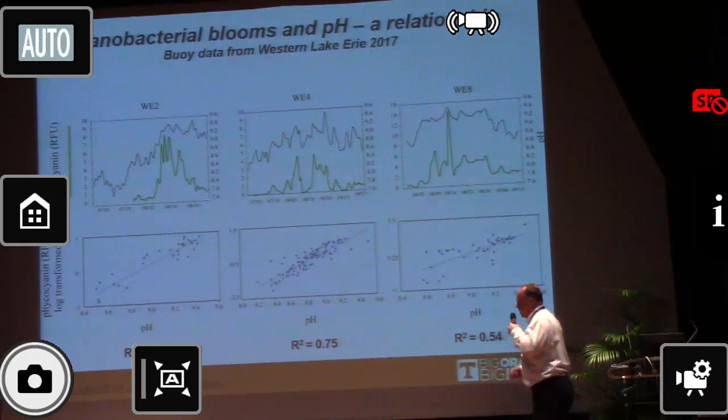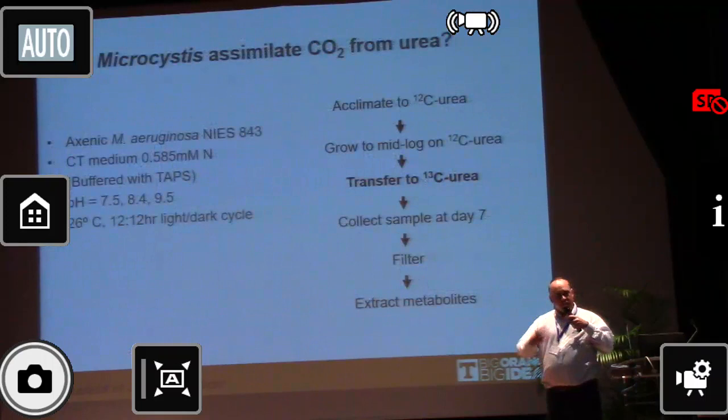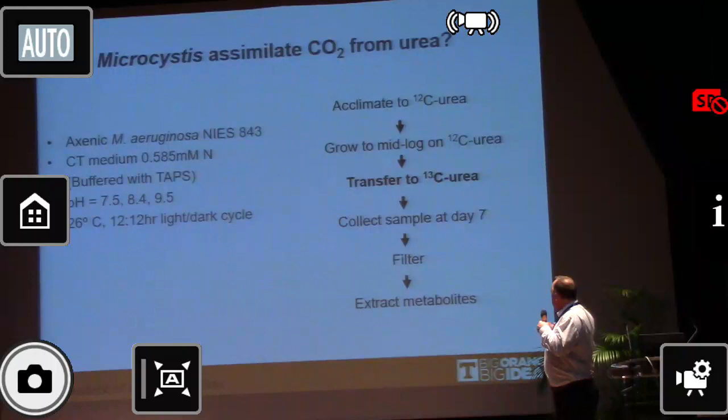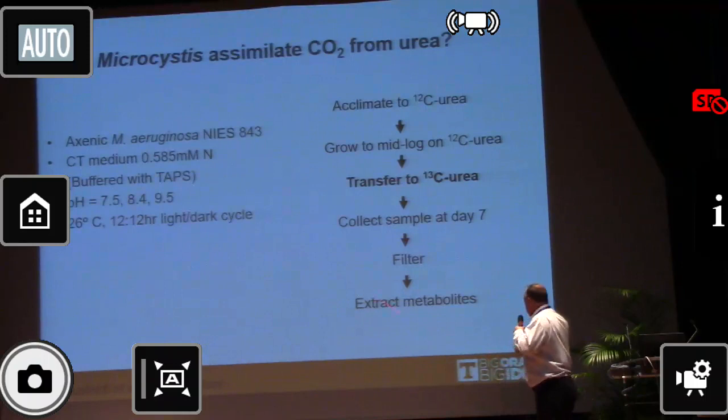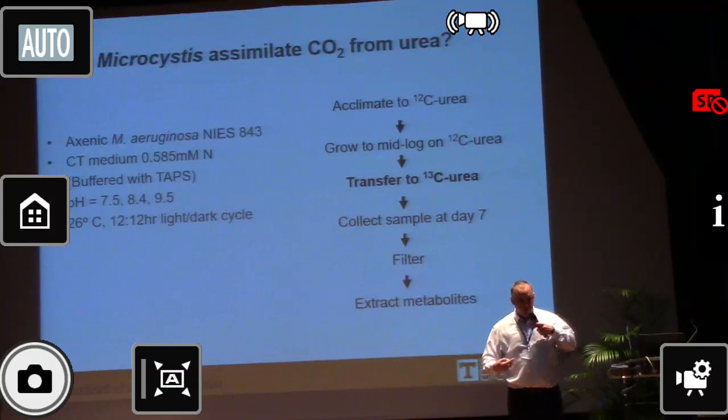So in the lab, she went in and she repeated the nitrogen experiment, but this time with labeled urea. She took C12 grown cells, she transferred them to C13 urea, let them go for 7 days, and in this situation, the cells are growing at a rate of about 0.2 per day. So this is about 1.5 doublings, and that becomes important. She then filtered the cells and extracted the metabolites, and asked the question, do I see incorporation of carbon from urea into the system?